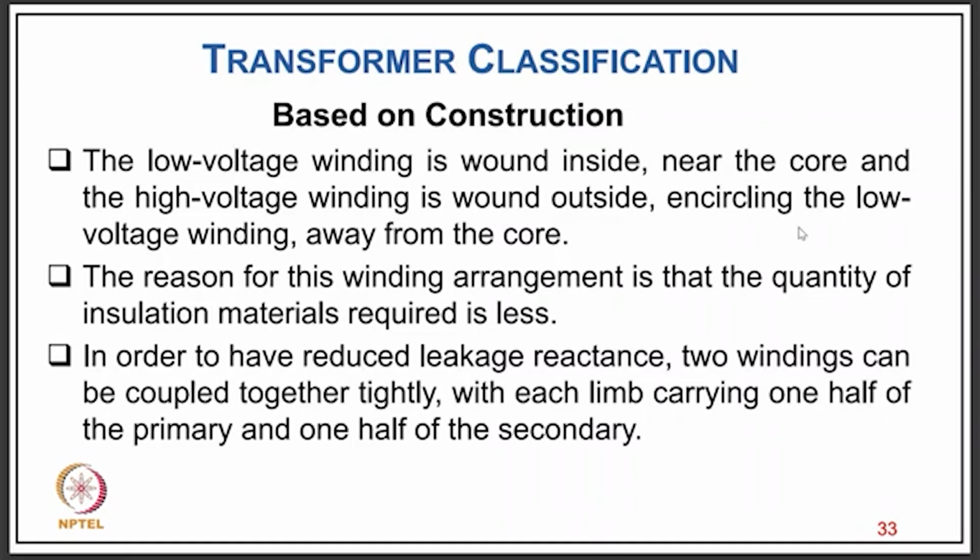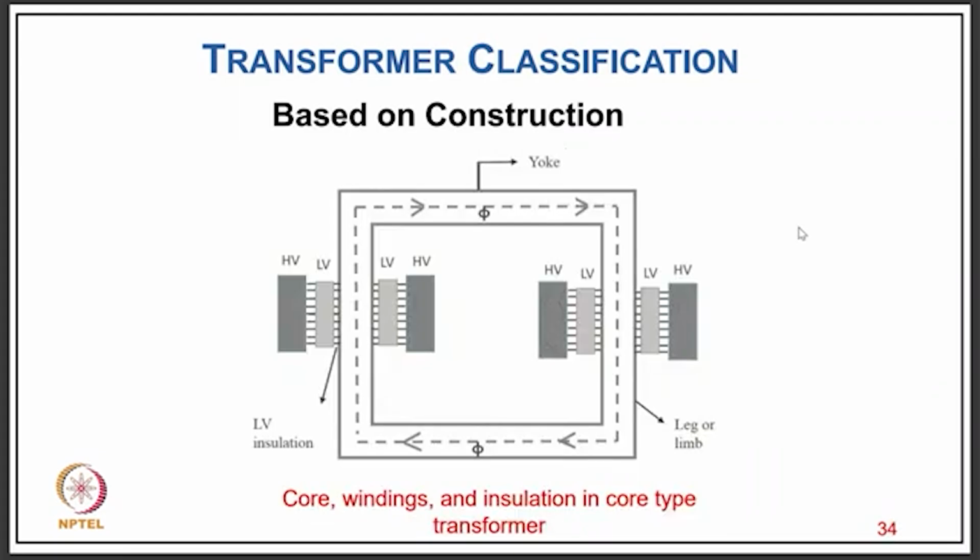It becomes very important, because in the symbolic diagram we always show one winding on one limb and another winding on the other, but the reality is that we put half of each winding on both limbs, even in a single phase. As you can see here, the LV winding is put closer to the core, and half the HV winding is put away from the core to reduce the insulating material.